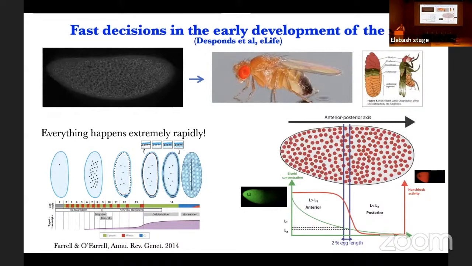And as Thomas was discussing yesterday, the profile is quite steep and goes from essentially 1 to 0 on a length scale of the order of 2% of the egg length, which is roughly one nucleus. And for this to happen, it is required that the precision in resolving the bicoid concentration, because it's essentially all determined by bicoid, there are a few more factors, but most of it is coming from bicoid, should be of the order of 10%.